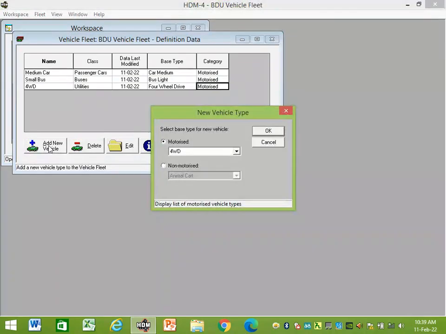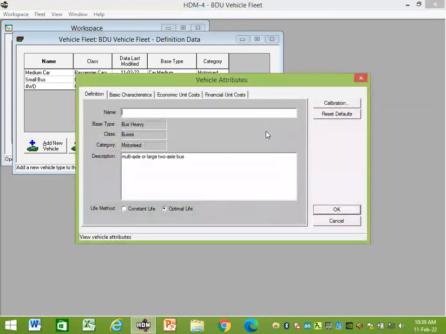Now we are done with small bus. The next one is large bus. Bus heavy, same as large bus. Large bus or heavy bus.